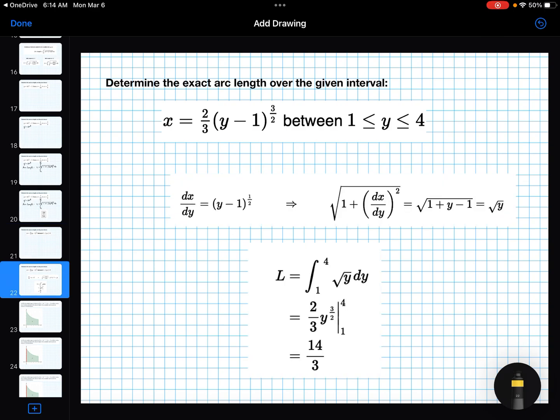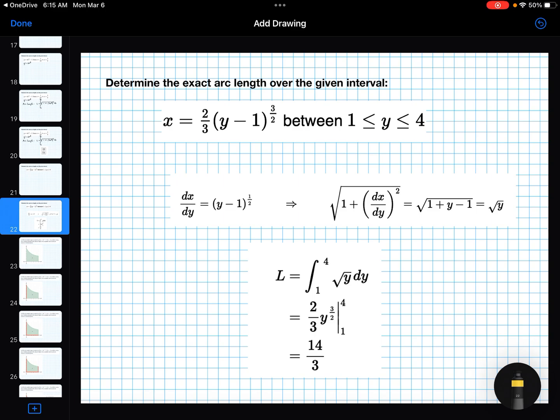I'm going to show you the whole process here. There's the derivative, the (y minus 1) to the 1/2 power. Notice we're calling it dx/dy. It's with respect to y. And then we substitute that derivative into the formula for arc length. So you get the 1 plus the derivative squared, which is in fact y minus 1. The 1's cancel out, you get radical y. When you set up your limits of integration and you anti-differentiate, that's what happens there.